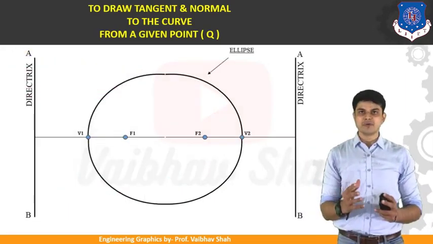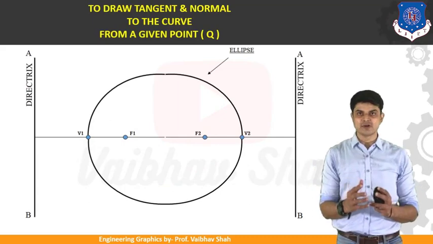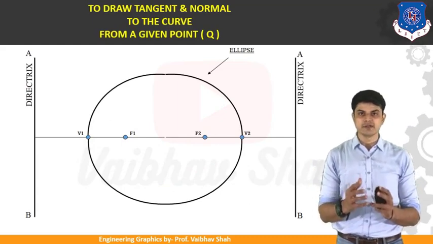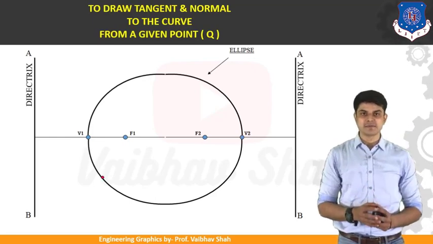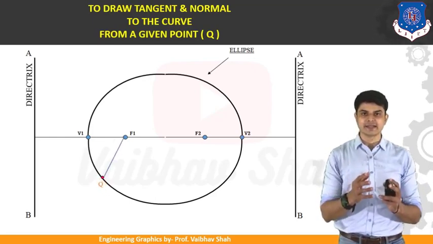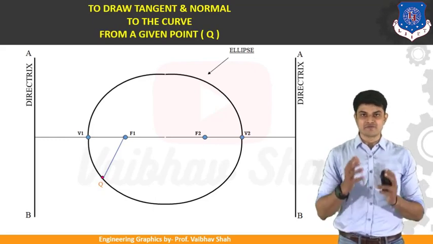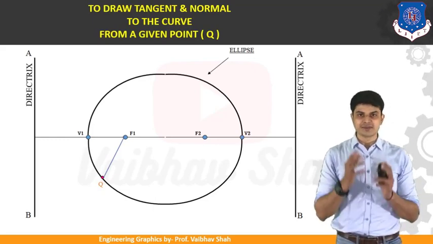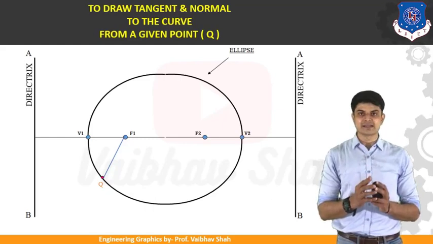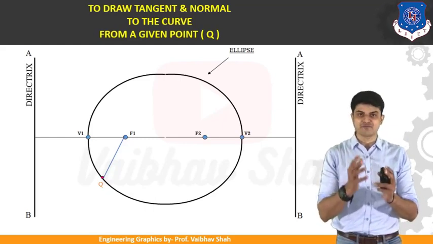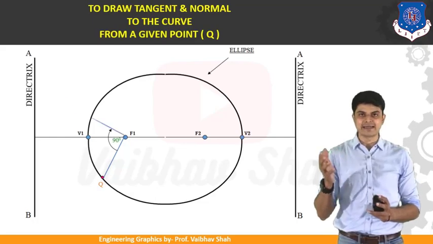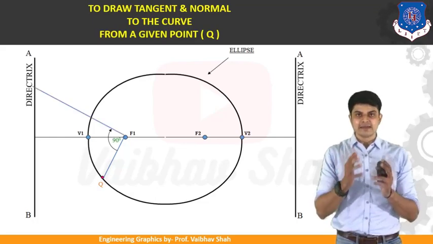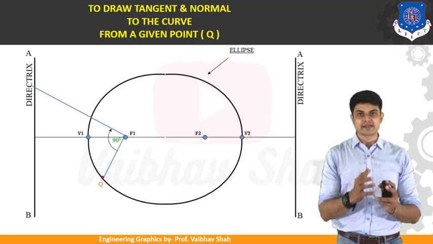So let us see one more method to draw tangent and normal to the curve from a given point Q. So let us select any point Q on the curve like this. Thereafter what we should do? We should construct one line connecting to your focal point F1, and from there we should construct one line at 90 degrees to that line connecting your point Q and F1 like this. So let us construct one line at 90 degrees from your line like this. So we will be having that line intersecting somewhere on your directrix.